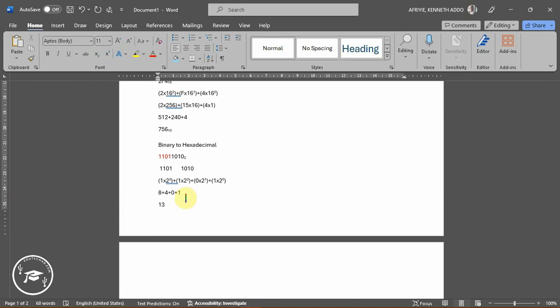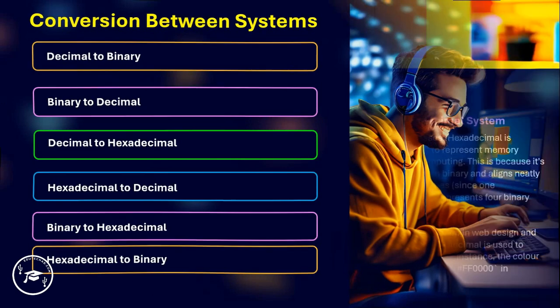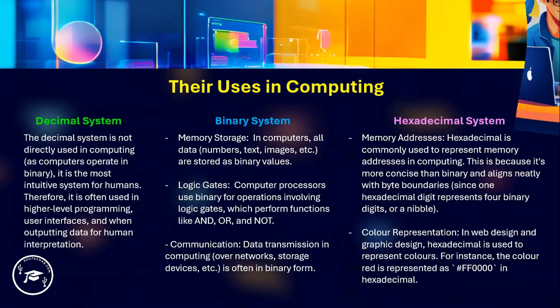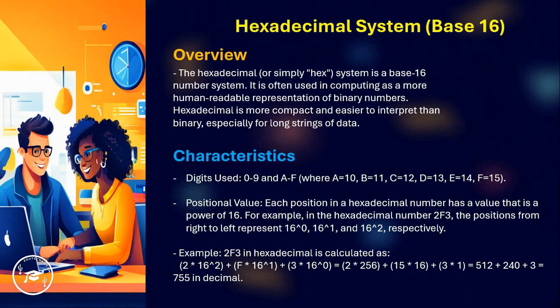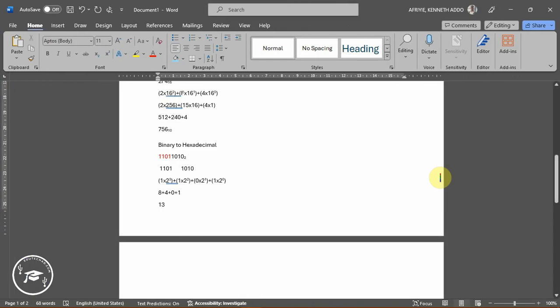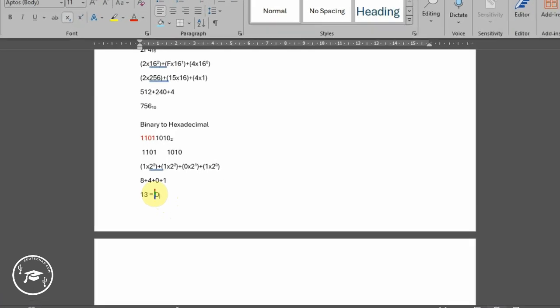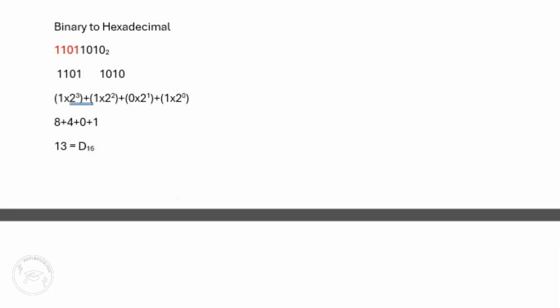So this will give us an answer of 13. Great. And remember, let's go to our hex table. When we have 13, 13 is what? D. 13 is D. So since we've been able to get 13 as a decimal, then we convert the 13 into hexadecimal. So we get D, which is in base 16, and the 13 is in base 10. But we are not done. This is only the first part.